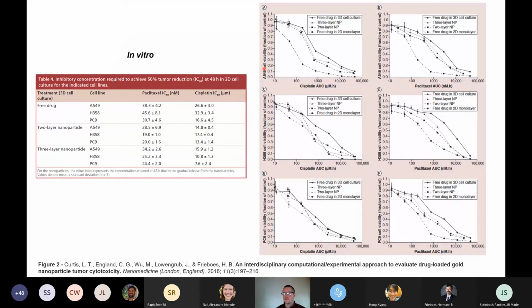The efficacy of cisplatin and paclitaxel as free drug and formulated as nanoparticles were evaluated in 3 different cell lines, including A549, H358, and PC9. Drug efficacy was measured as cell viability as a fraction of control on the y-axis and drug concentration AUC on the x-axis. For each cell line and drug type, the 2-layer and 3-layer nanoparticles, represented by the triangles and squares, were more effective at reducing cell viability in 3-dimensional spheroids compared to free drug, which is represented by the solid black curves.